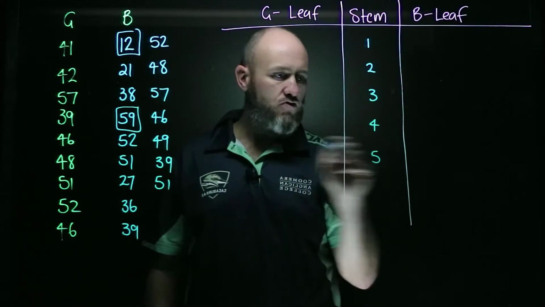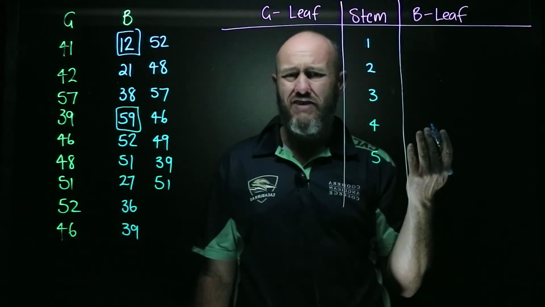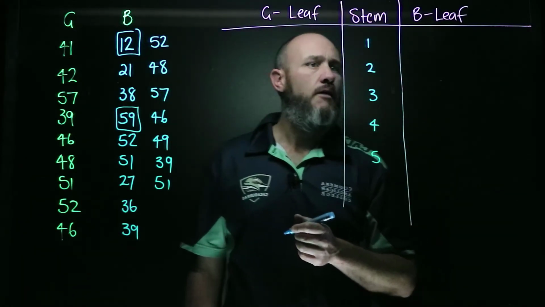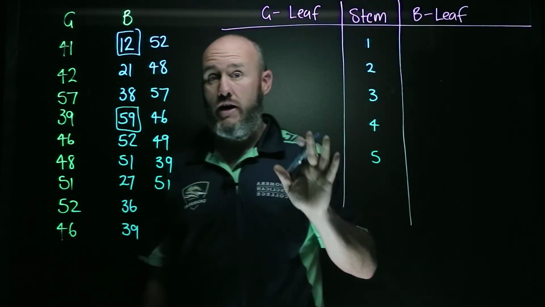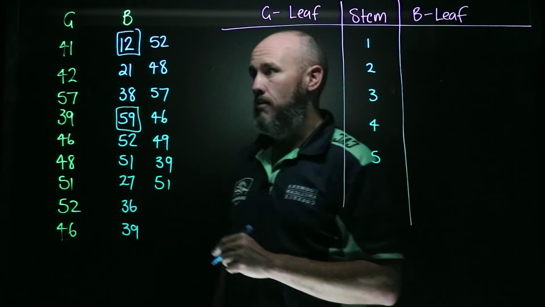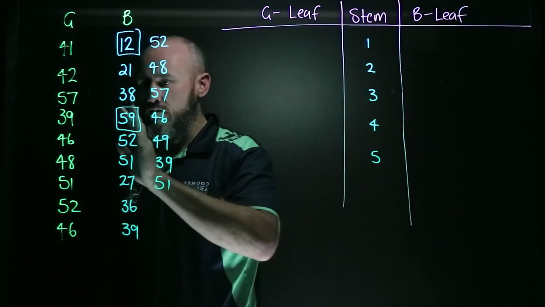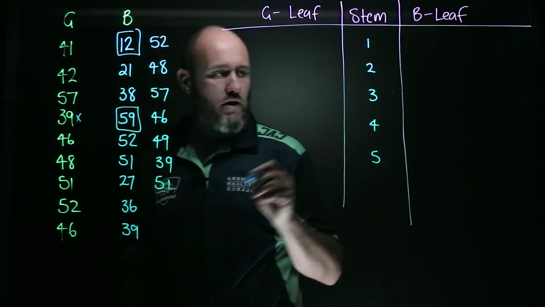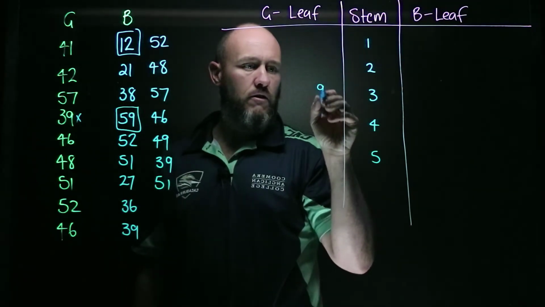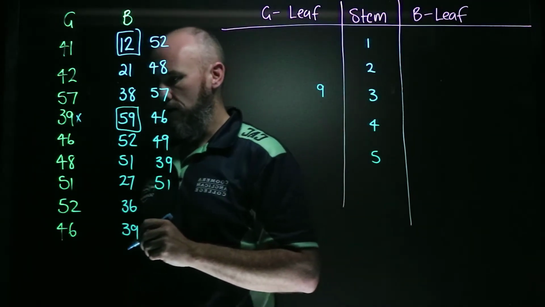If you need to, you could always draw lines across here if it makes things a bit easier. I know some people do. And now I'm going to go through and populate my data. So I'm going to start with the girls. Now, is there any ones? No. Twos? No. Threes? There's a 3 here. I've just got a single 3 and that's 39. I'm going to try and keep it as an ordered stem and leaf as well.